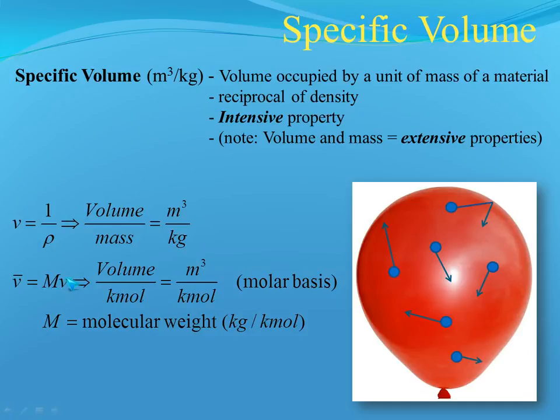If I were to look at the specific volume on a molar basis, that's with the bar on top, then it would be the molecular weight times the specific volume. The molecular weight is in kilograms per kilomole. So if I take meters cubed divided by kilogram, and multiply it by kilograms per kilomole, the kilograms cancel out, and I am left with meters cubed per kilomole, instead of meters cubed per kilogram.